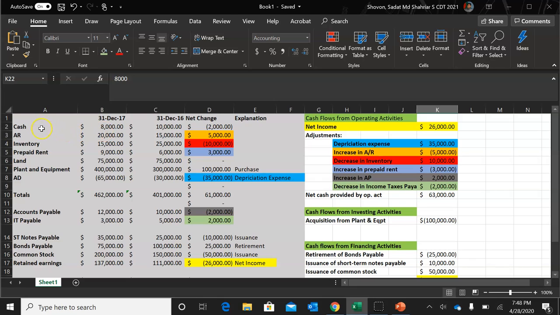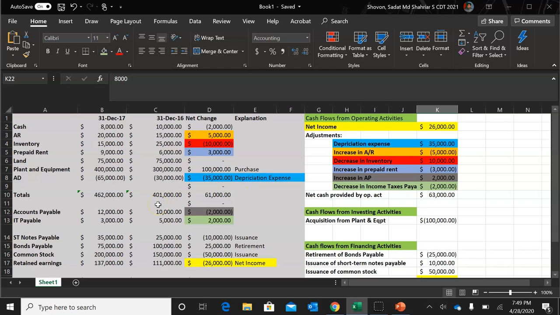We'll do the same thing for all the asset items. That means cash, accounts receivable, inventory, prepaid rent, land, and plant and equipment, and we'll find the net changes accordingly. For our plant and equipment, the net change was $100,000, and that was our purchase. However, for accumulated depreciation, we should do the other way around from what we did for our assets. That means we deduct the accumulated depreciation of the recent year from the accumulated depreciation of the earlier year. That means 65,000 is deducted from 30,000, and that gives us a negative value of $35,000, and that's our depreciation expense.